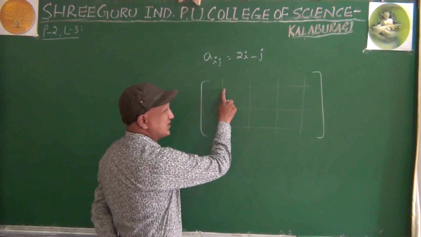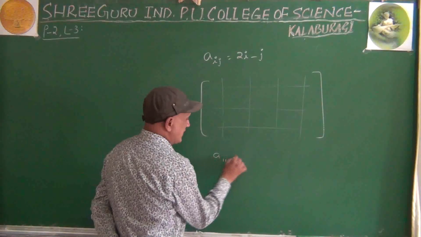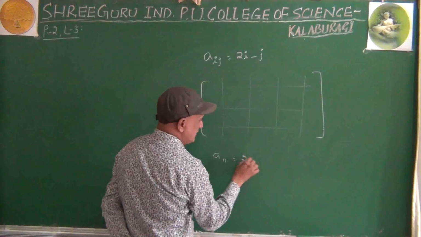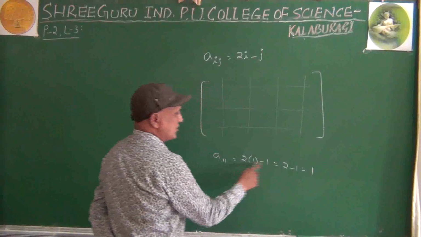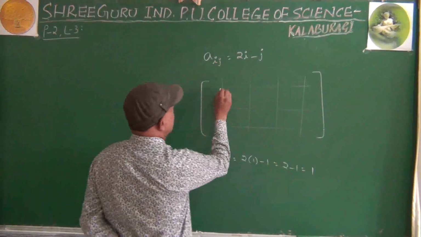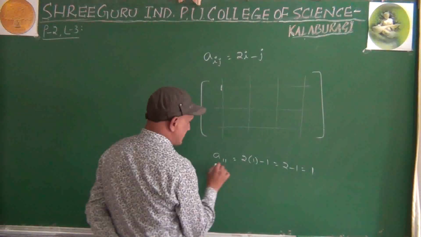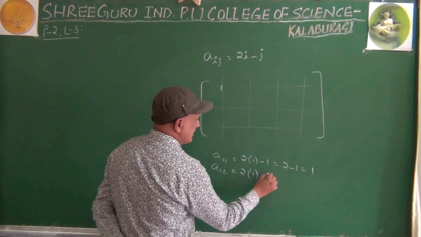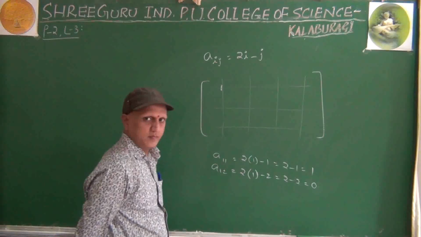What is this? First row, first column, A11. In place of i put 1, in place of j put 1. 2 ones are 2, 2 minus 1 is 1. Right? So the A11 value is 1. This one, A12, first row, second column. I value 1, j value 2. Okay now?